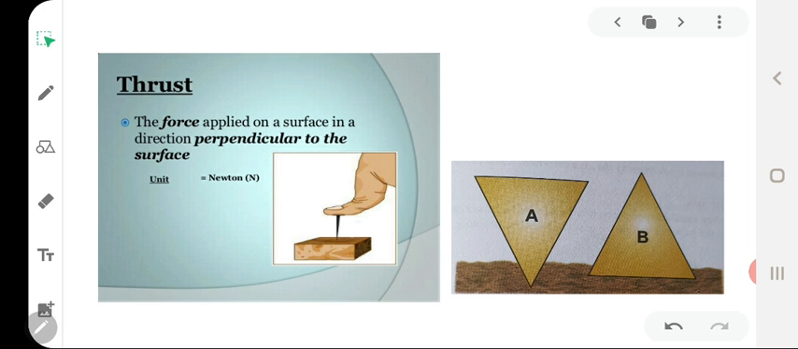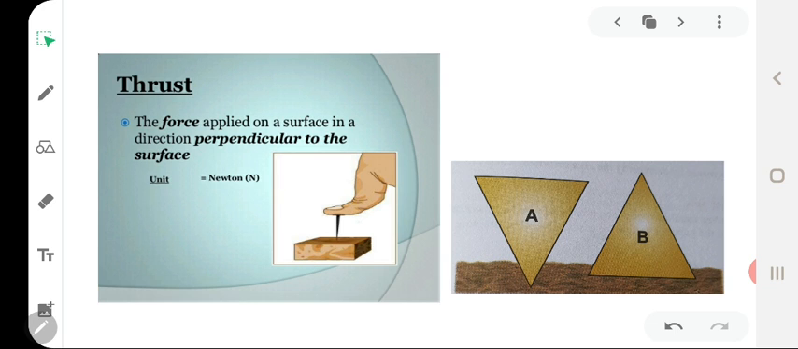Now, refer to the second picture. The effect of thrust is different when it is acting on a surface where the magnitude of force is equal but the areas of contact are different. I repeat once again, the effect of thrust is different when it is acting on a surface where the magnitude of force is equal but the areas of contact are different. Now again observe the picture.